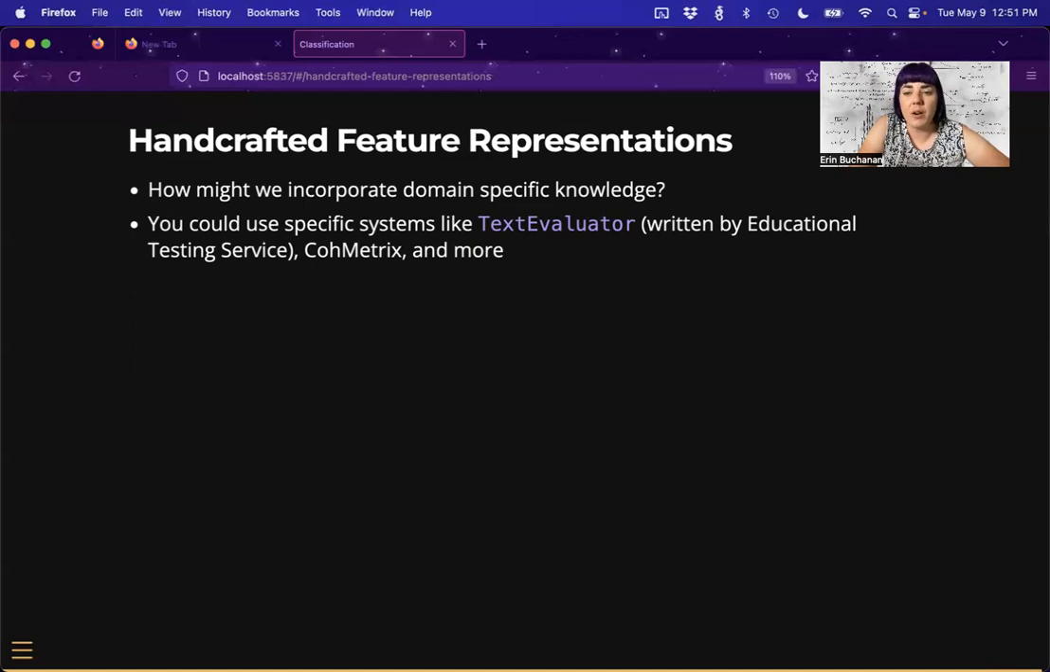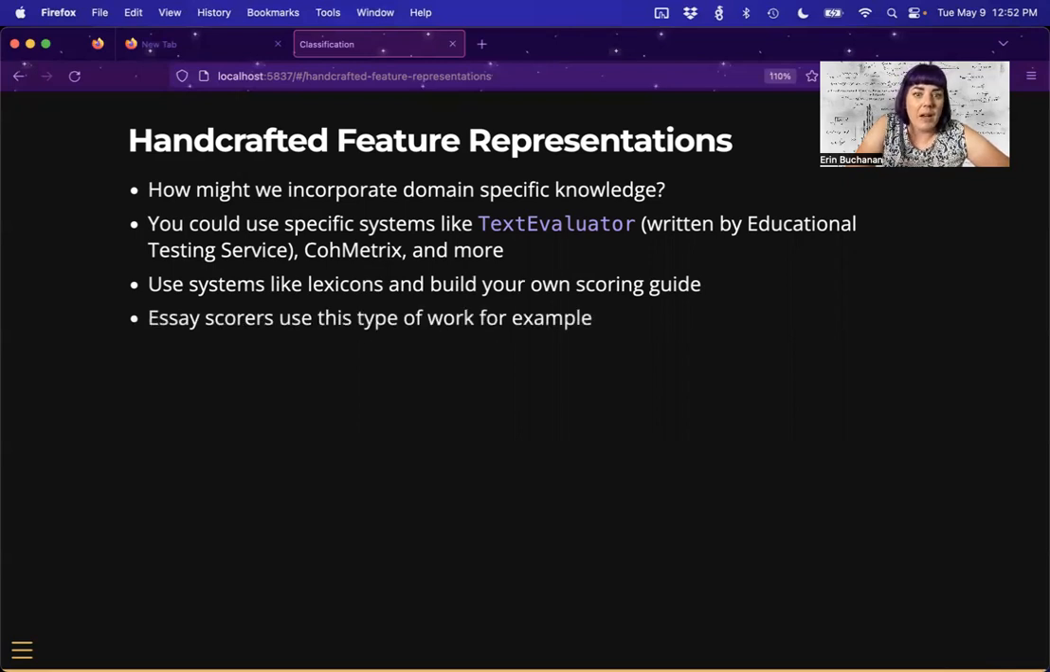And so these are systems that are written to measure certain objects, like complexity is one of them, coherence, like how easy it is to read, how complex it is, like what reading level this is at. So these are handcrafted features. And there are systems that will help you, that you could search for, right? You could use your own lexicon and build your own scoring guide. So this is actually pretty popular in sentiment analysis. And essay scorers do this type of work, for example.